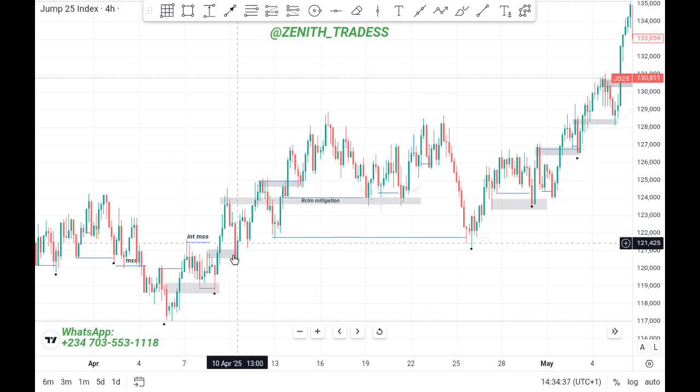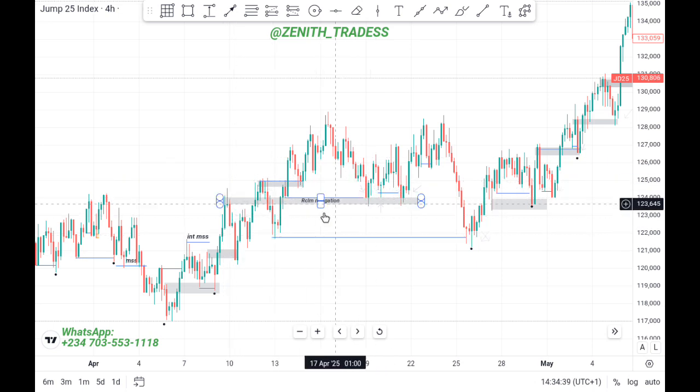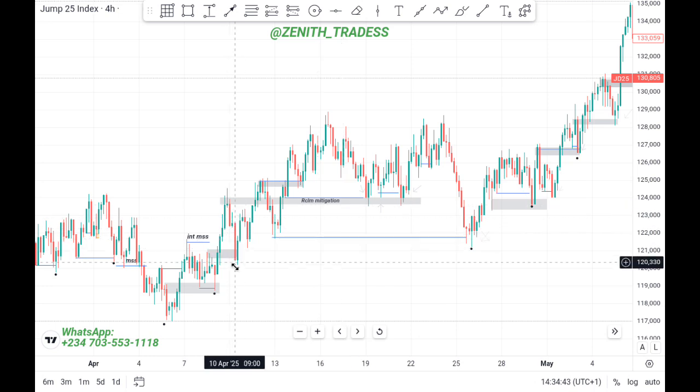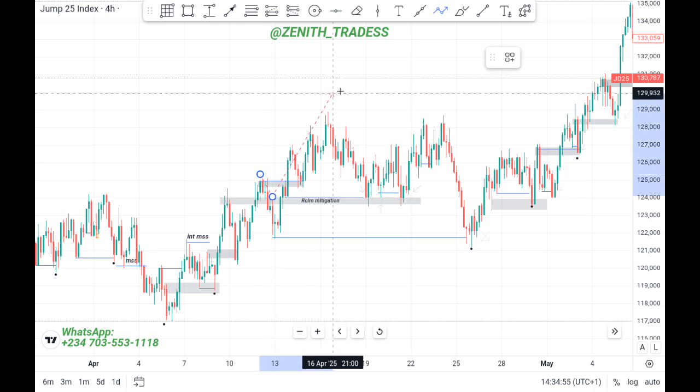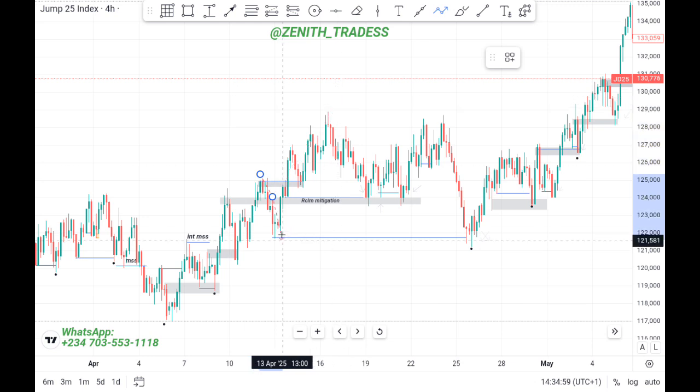But look at something here. This is a reclaim mitigation that is high probability, right? When price created this low, it invalidated this other block. Invalidating this other block is supposed to create what we call a mitigation, right? For price to continue to trade like this. But it failed. So it failed, but price is bullish.